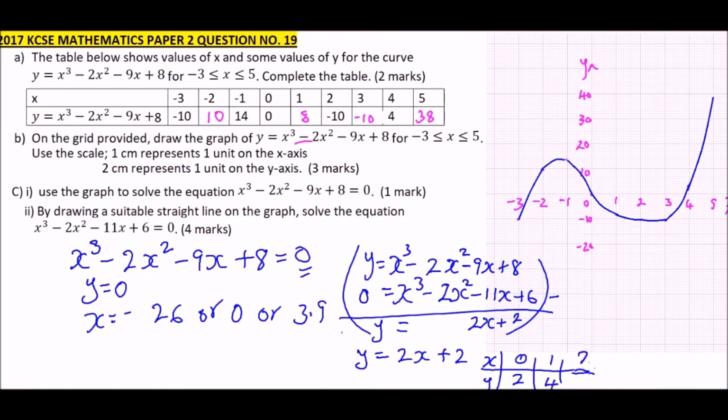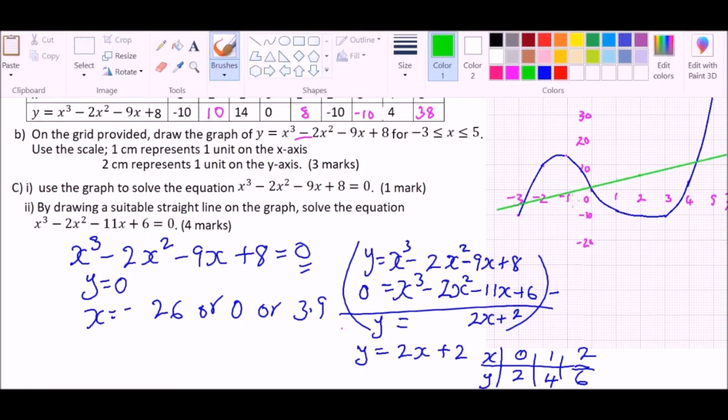When x is 2, y is 6. We are going to plot the graph of this linear function and see where it passes. This is the graph that you get. This is the equation y equals 2x plus 2. Of course, this is where the graph of y equals x cubed minus 2x squared minus 9x plus 8. So these are the two graphs.